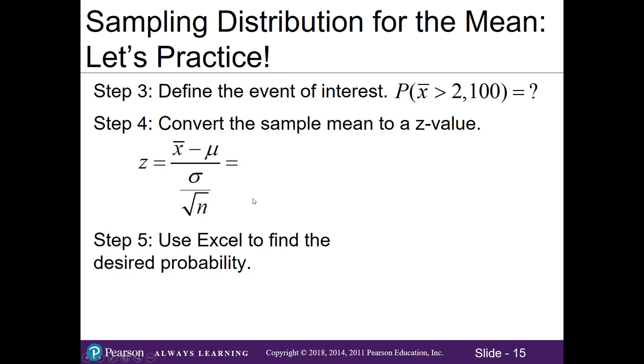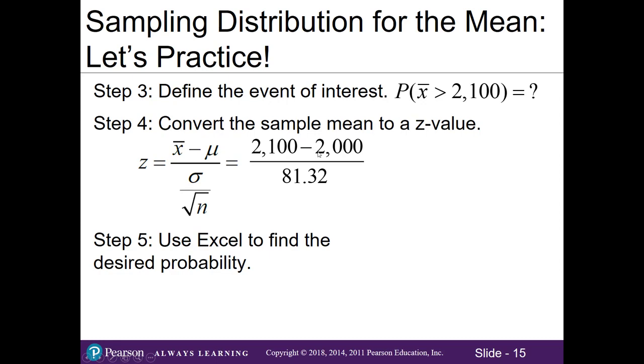Now in step 4, we'll go ahead and plug in everything into our formula to find the z-value of our sample mean. So our sample mean is the 2,100, and our population mean is the 2,000. And then the standard error that we found previously was the 81.32. So again, recall that this top part here, that's our sampling error. That's the difference between our sample mean and our population mean.